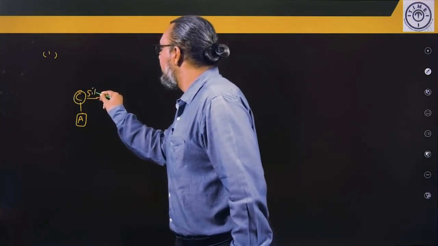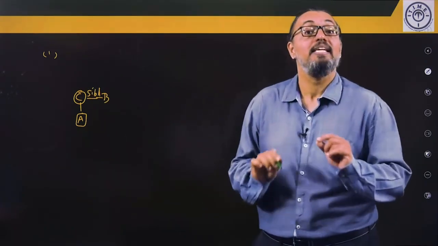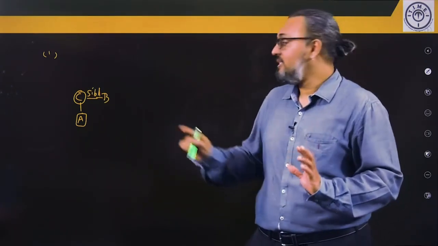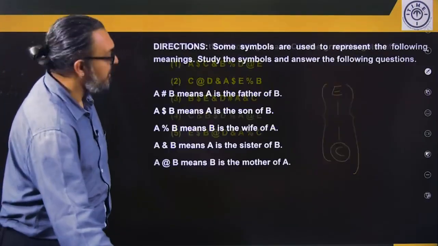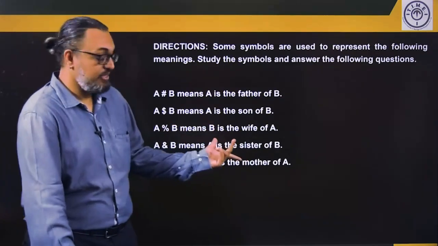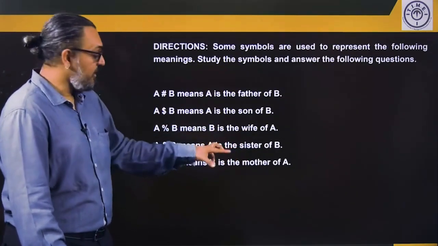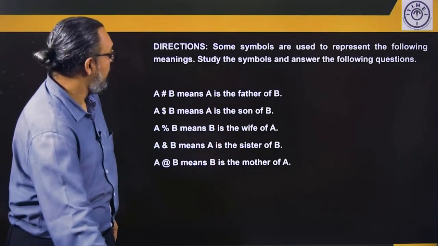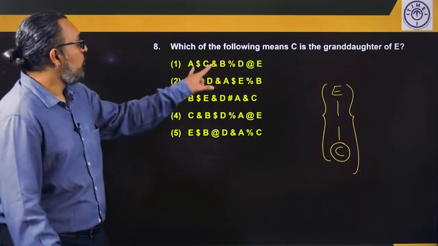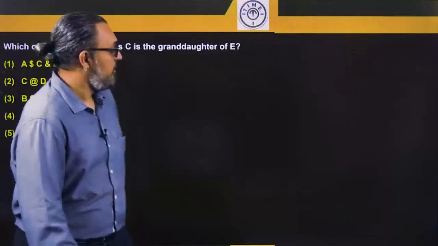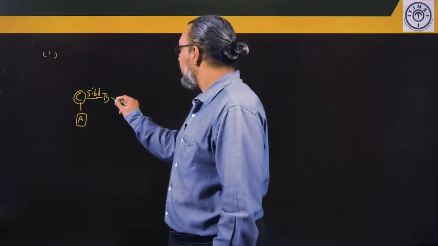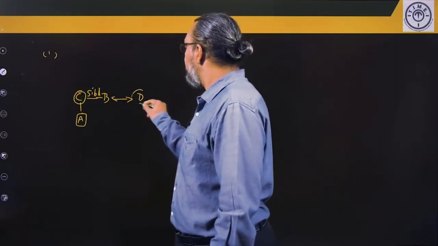Okay, I am still interested in this. Why? Because I want to see C as a female. C as a sister to B. Correct? Right. Then what else do we have? B percentage D. What does percentage mean? It's in the reverse. B is the wife of A. A percentage B is the wife of A. Okay. In the reverse I have to take. So, B percentage D is D is the wife of B. Okay. Let's take that. So we have D is a wife to B. Okay, they are a couple.